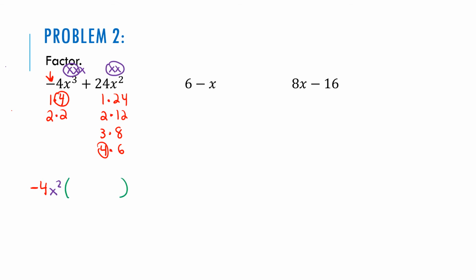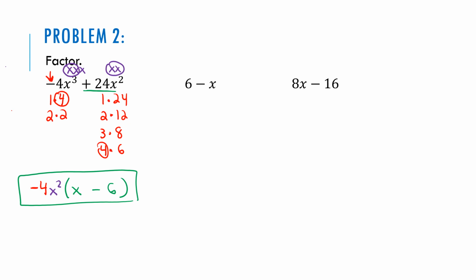So now I just got to fill in my parentheses. Negative 4x squared times what gets me negative 4x to the third? X does. Negative 4x squared times x is negative 4x to the third. Negative 4x squared times what gets me 24x squared? Positive 6. Negative 4x squared times a positive 6 gets me a negative 24x squared. So in reality, I need a negative 6. A negative and a negative will make a positive 24. So once again, be careful of your signs. Make sure you're getting the right signs that can make the correct numbers up here.